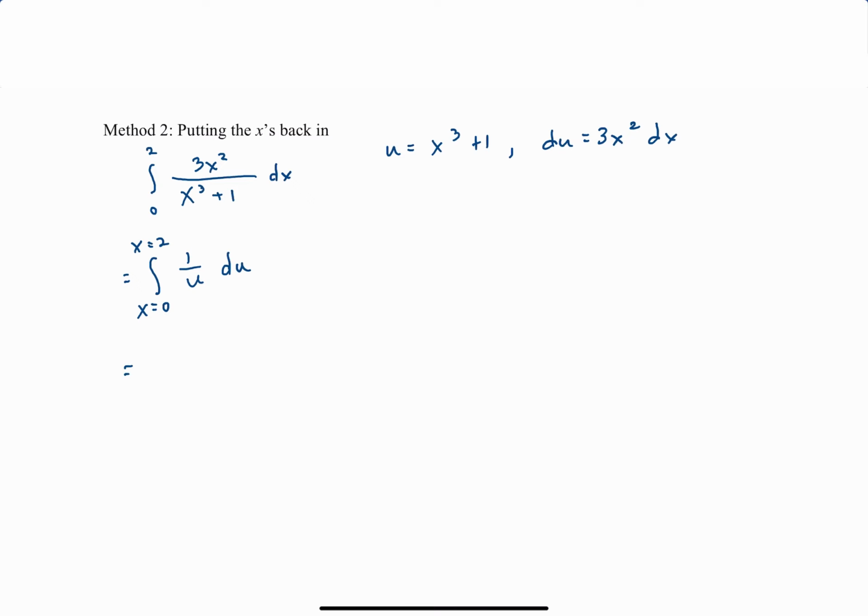The integral of 1 over u du is ln of the absolute value of u, and I'm integrating from x equals 0 to x equals 2. It's important to put the x's in and say x equals 0 and x equals 2, because otherwise you're saying that the u's will be 0 and 2, and that's not what we mean.